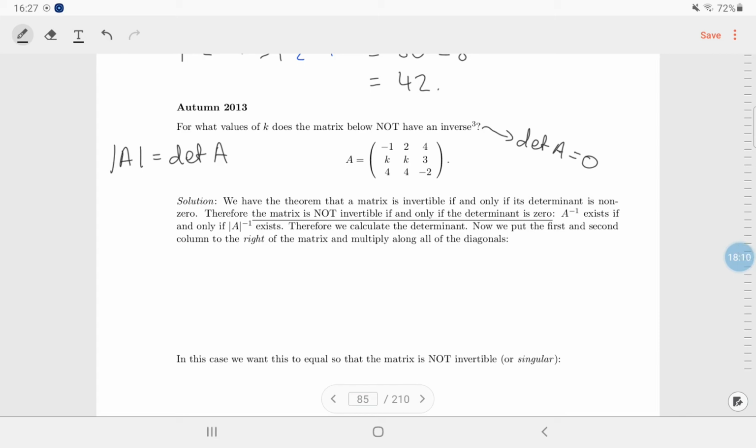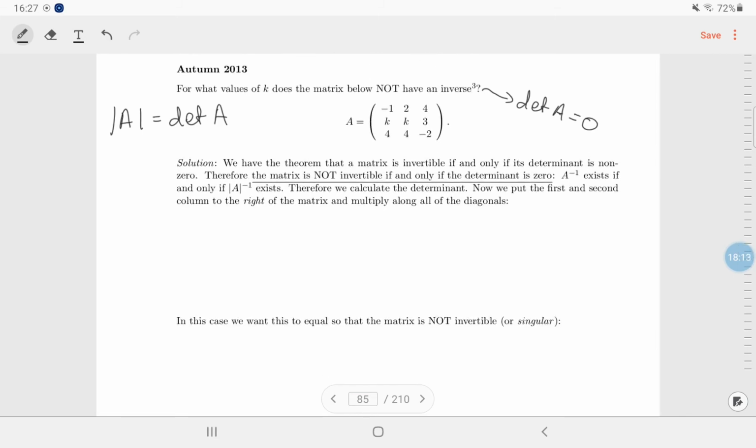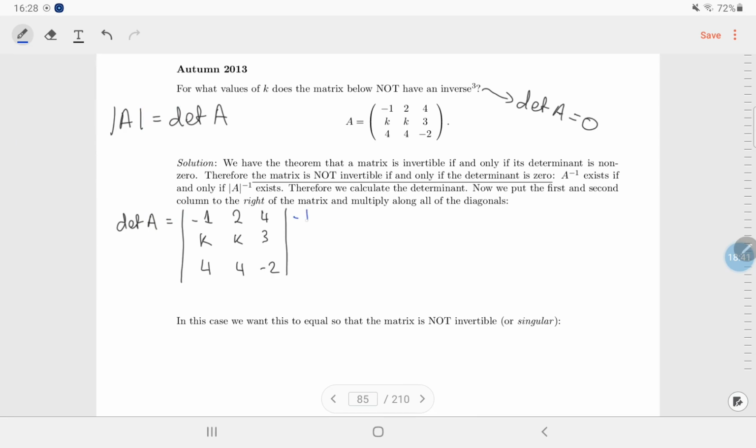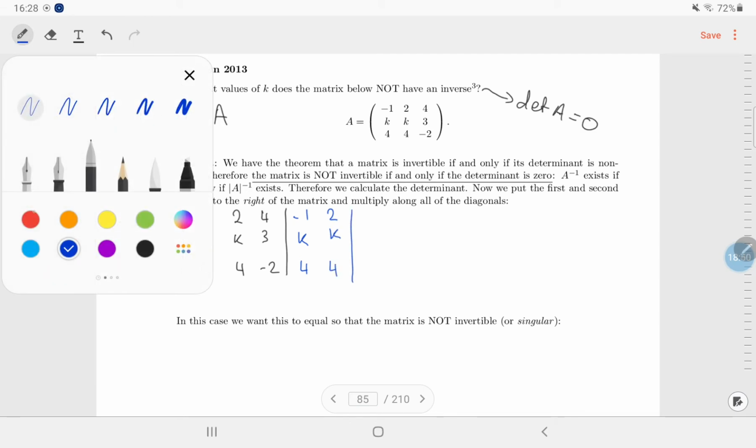So what we're going to do here is calculate the determinant and set it equal to 0. So the determinant of A is equal to, now there's no i, j, k's, and this k is nothing to do with the k hat. It's just an unknown. Minus 1, k, 4, 2, k, 4, 4, 3, minus 2. The question is to find this equal to 0. So let's calculate this by doing the first two columns again. And we do right down diagonal minus left down diagonal.